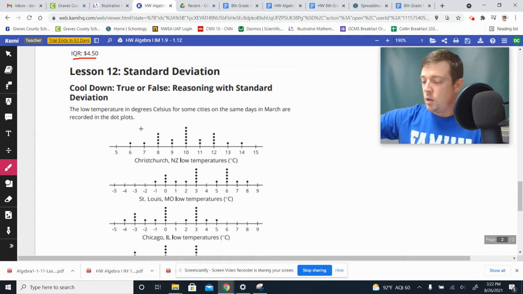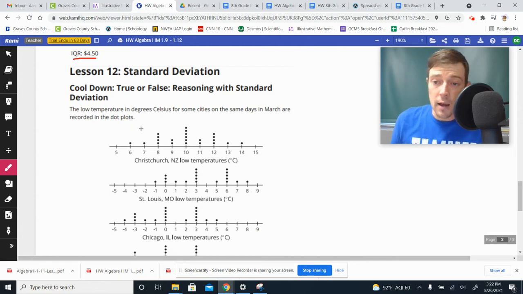Hey, Algebra 1, here with your cool down for lesson 12, where we talked about standard deviation today, a new topic for most of us. And we found out that standard deviation is just like the MAD. It measures the variability of our data set, of our shape, of our distribution. And it's really complicated to find. We didn't get into that. We don't want to go that in depth with this. Wait till you take AP stats to do that. But it is going to tell you and talk to you about how the numbers vary.